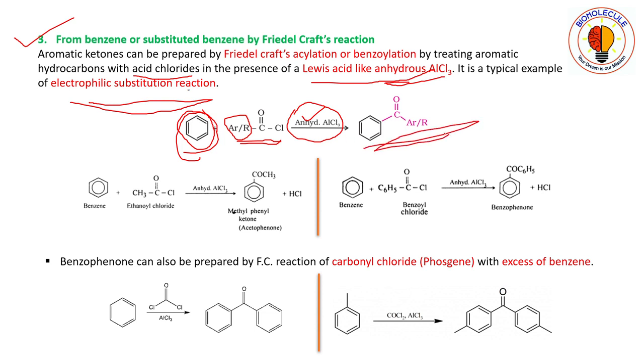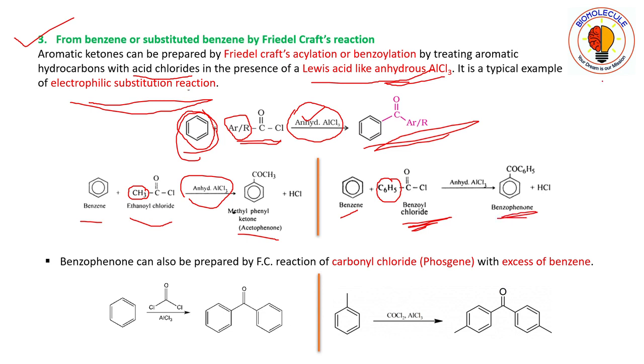See here, for example, you take benzene and ethanoyl chloride and anhydrous AlCl3, you will get methyl phenyl ketone, that is acetophenone. Similarly, you take benzene, here you had taken an alkyl group, now we are taking an aromatic group, that is phenyl group, that is benzoyl chloride. Treat it with anhydrous aluminum chloride, you will get benzophenone.